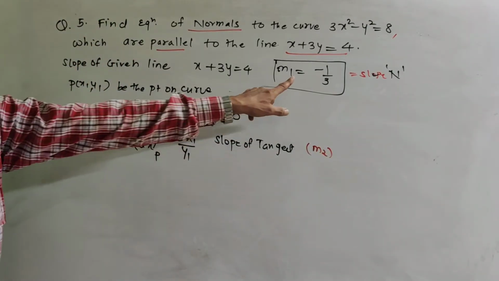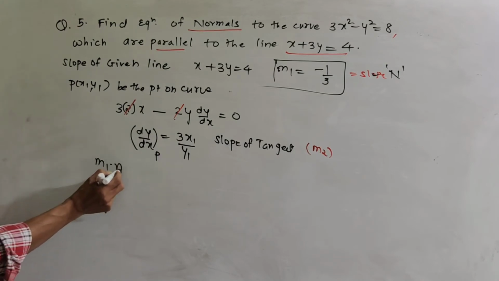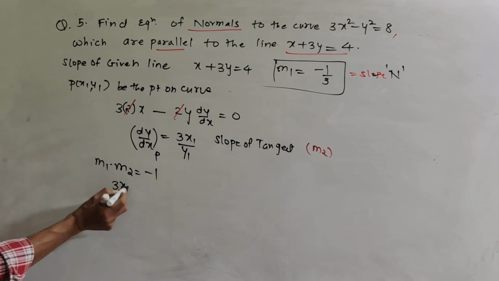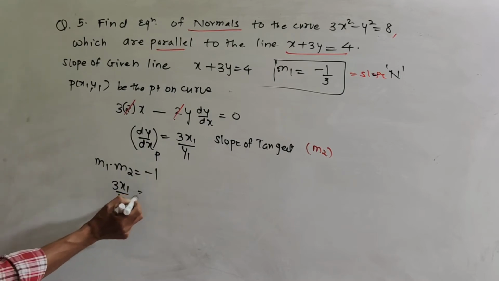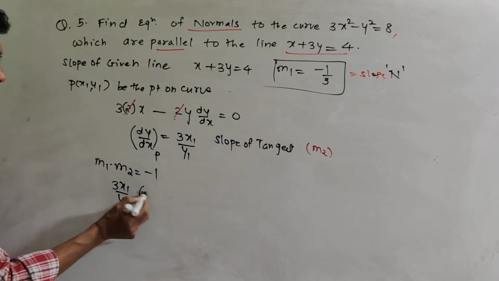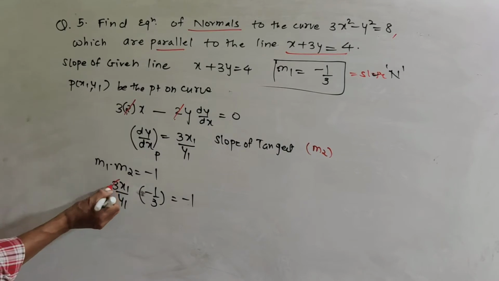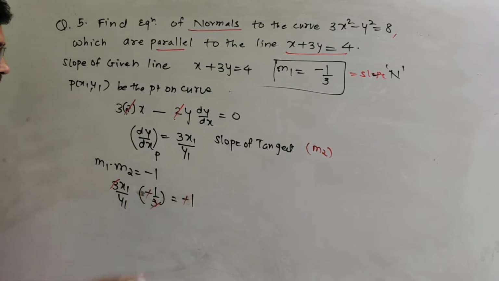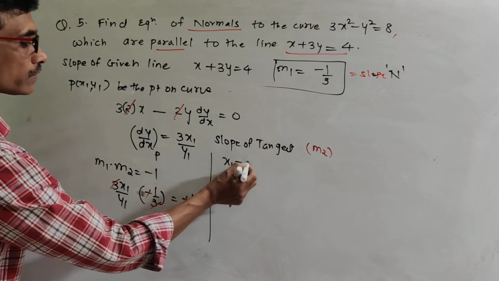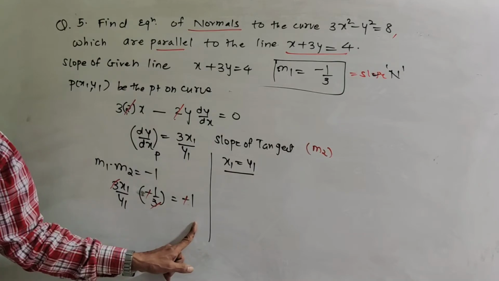Now tangent and normal are perpendicular, therefore m1 into m2 is equal to minus 1. So 3x1 upon y1 into m2. So what is our m2? m2 is minus 1 upon 3, that is equal to minus 1. This 3 is getting cancelled, minus is also getting cancelled. So we are getting x1 is equal to y1.